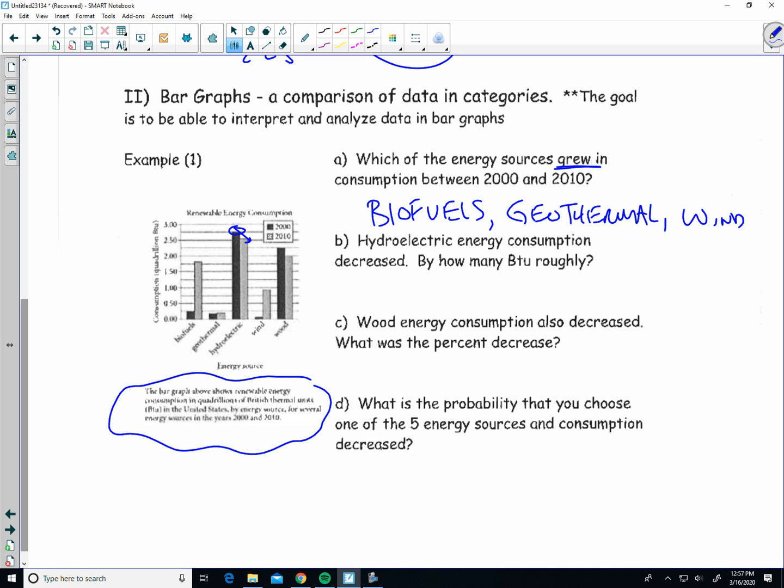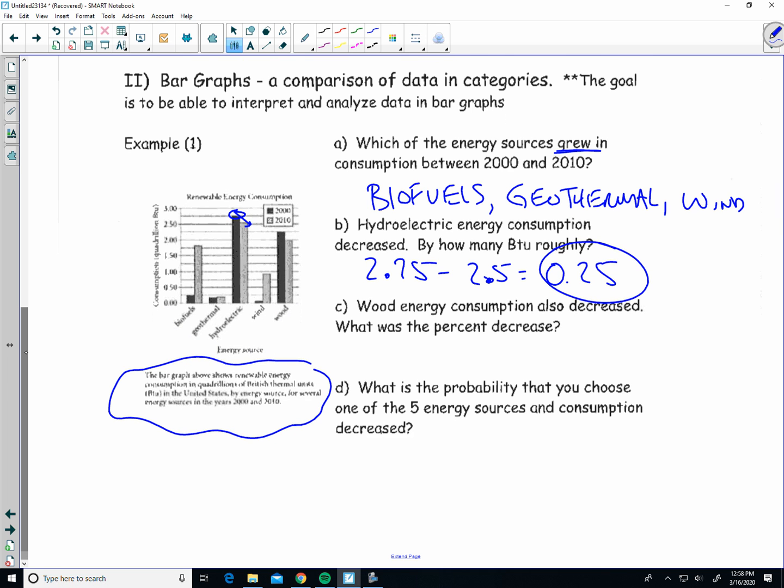Well, that bar graph there is at about 2.75. And then it decreased down to 2.5. So of course, decreasing is a subtraction quantity. Subtract the greater value, which represents what happened in the year 2000, compared to the lesser value in 2010, and that would be a decrease of about 0.25 quadrillion BTUs. Again, these are all measured in quadrillion, quite a number there.